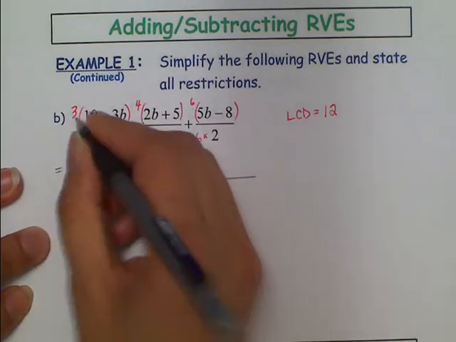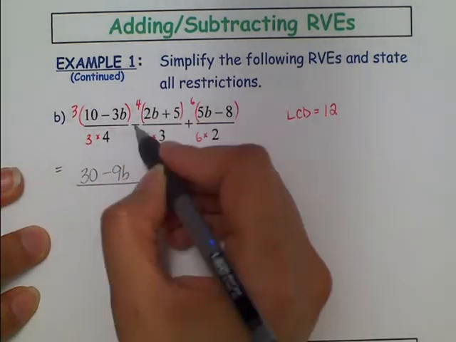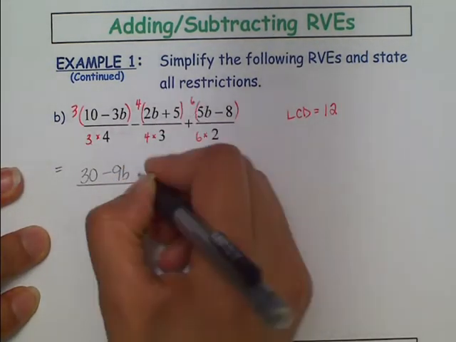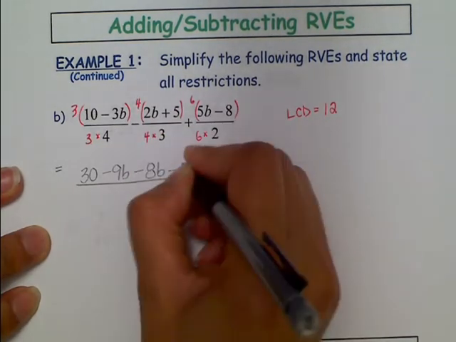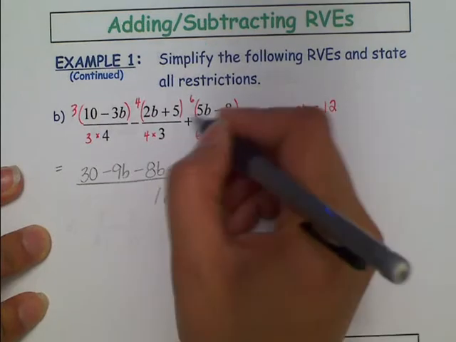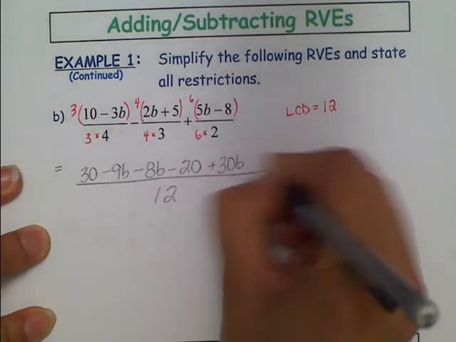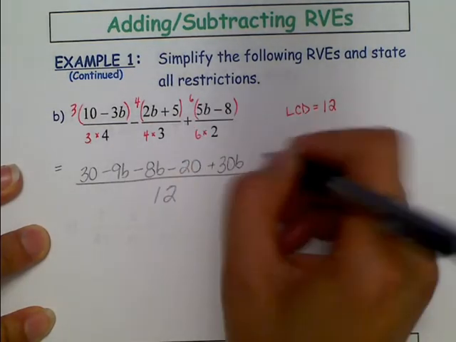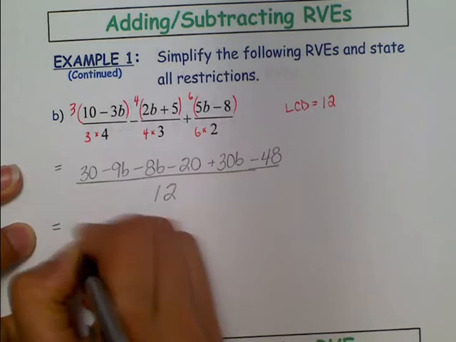And so what I have here is 3 times 10, which is 30, minus 9b. And then I have negative 4 times 2b, which would give me negative 8b. And negative 4 times 5, which would give me negative 20. And positive 6 times 5, which is positive 30b. And positive 6 times negative 8, which is negative 48.